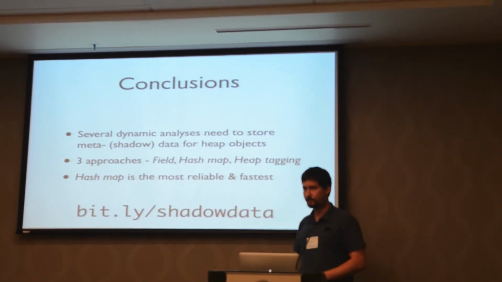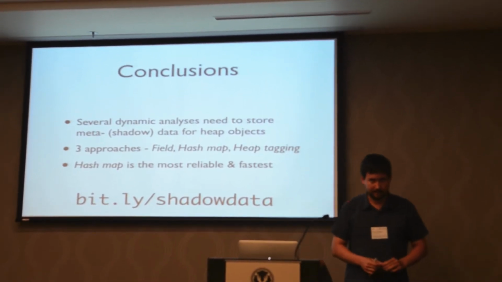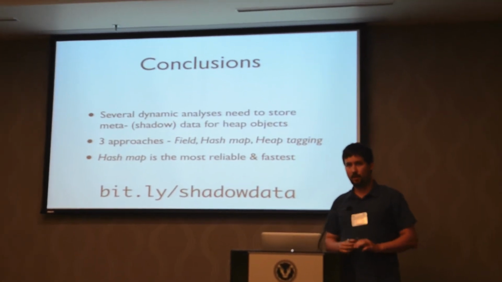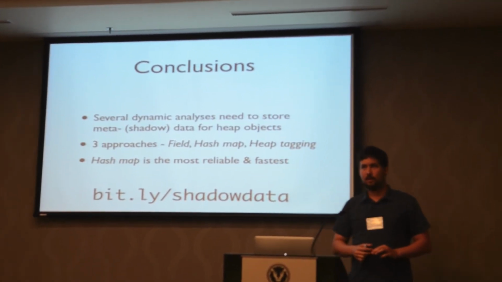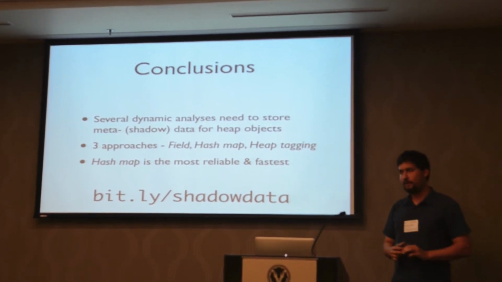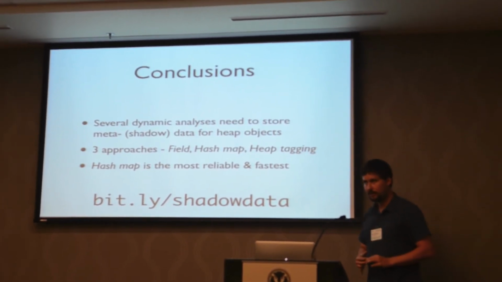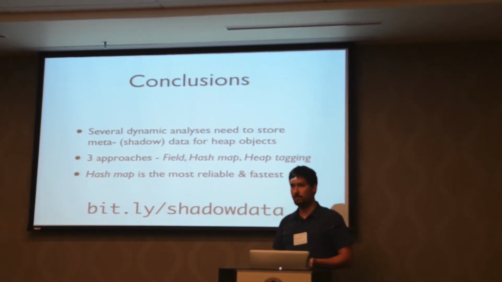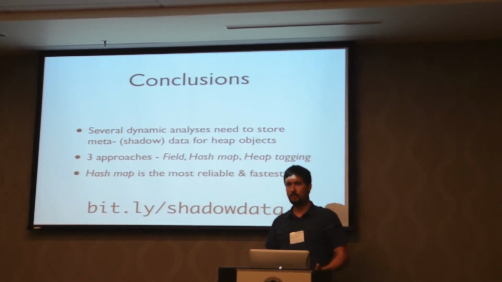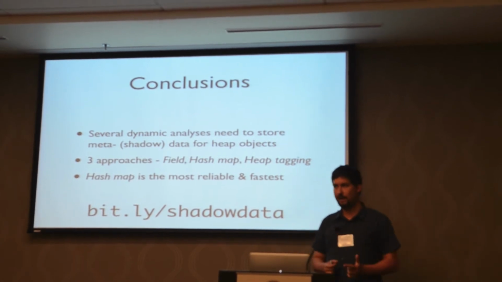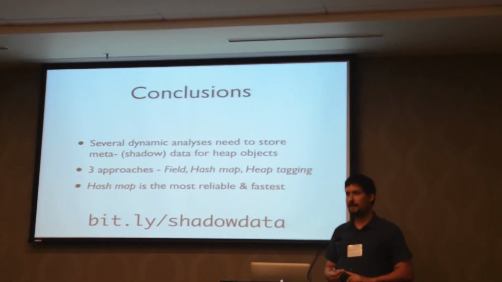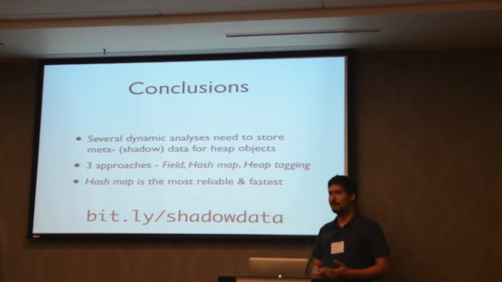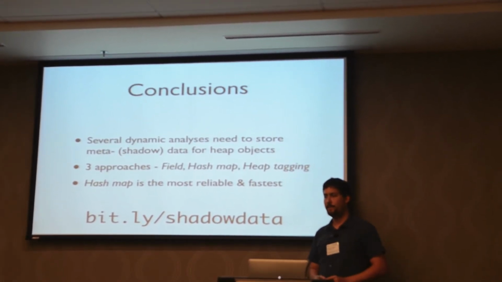So to conclude, there are a lot of dynamic analyses that are required to store per-object metadata. I have shown you that the way to do this on Hotspot currently is not by using heap tagging because it is too slow, not by using field because it will crash once you JIT compile this code, but actually by the simplest possible imaginable approach, which is using one weak identity hash map.